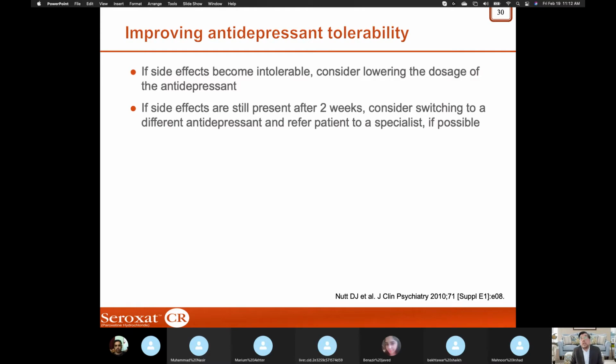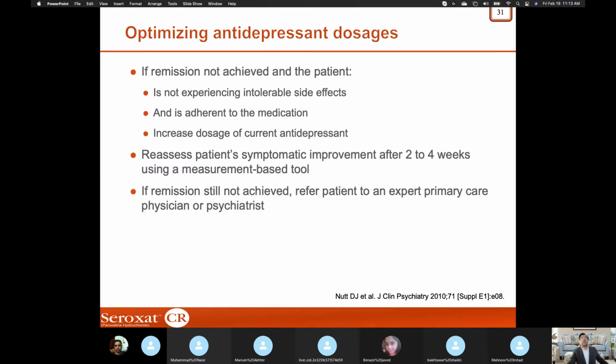Improving antidepressant tolerability. If the side effects become intolerable, consider lowering the dosage of antidepressants. So if the person is on 60 milligrams of paroxetine, I will reduce it to 50 or 40, but I cannot discontinue it, depending upon the response. If the side effects are still present after 2 weeks, consider switching to a different antidepressant and refer the patient to a specialist if possible, so generally. Optimizing antidepressant dosage.